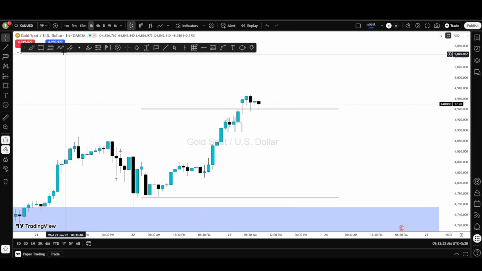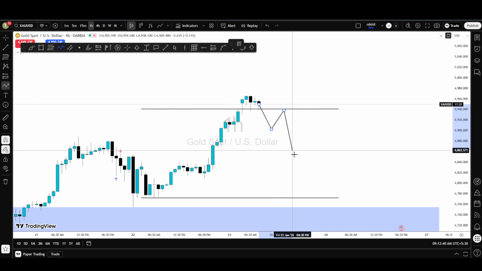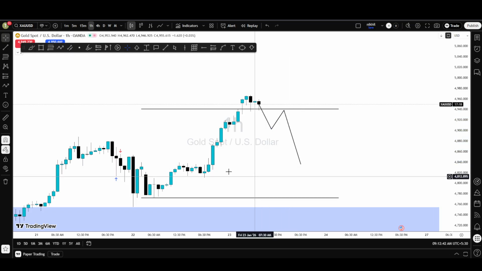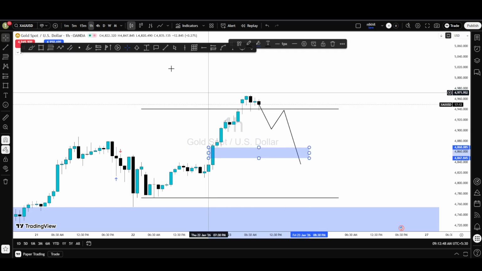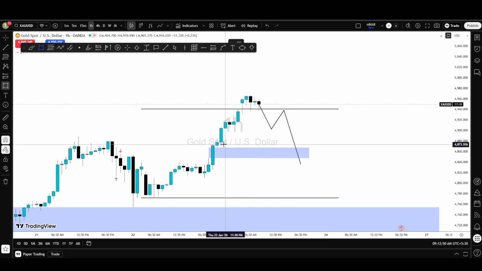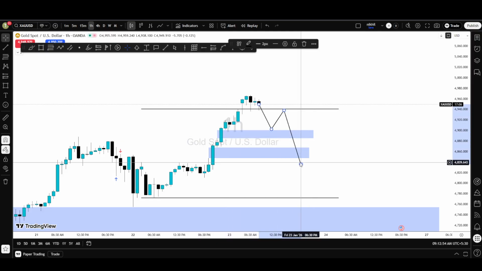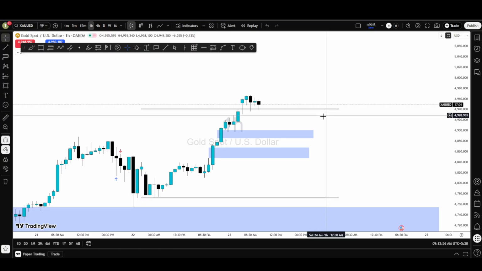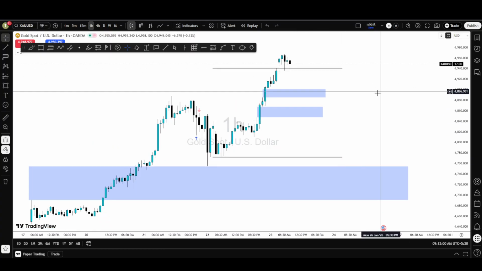If not, a short trade will be a bit risky to trade in gold, because if you look at the previous price action, there are multiple fair value gaps that can act as a support for price to go higher. So I'm only looking for long setups, no short setups.